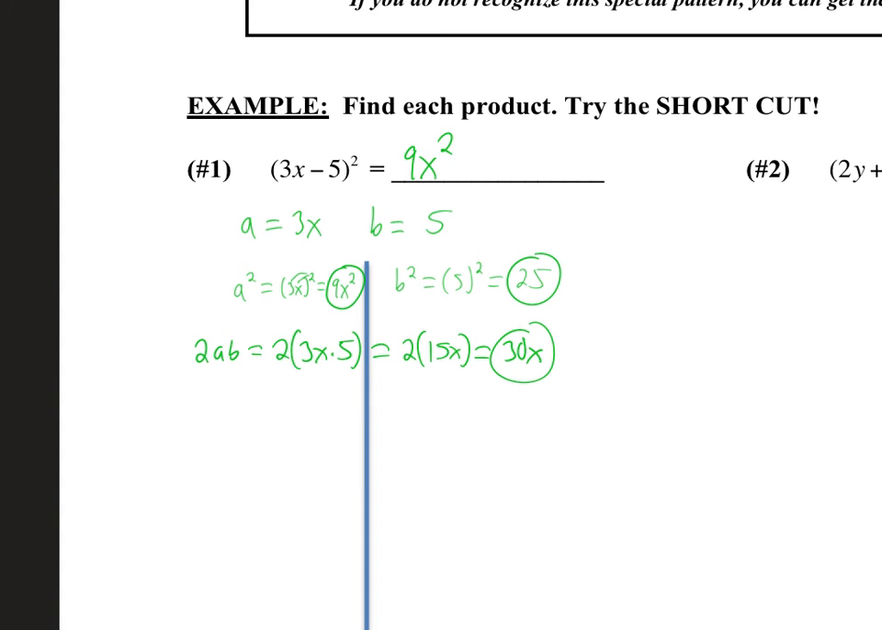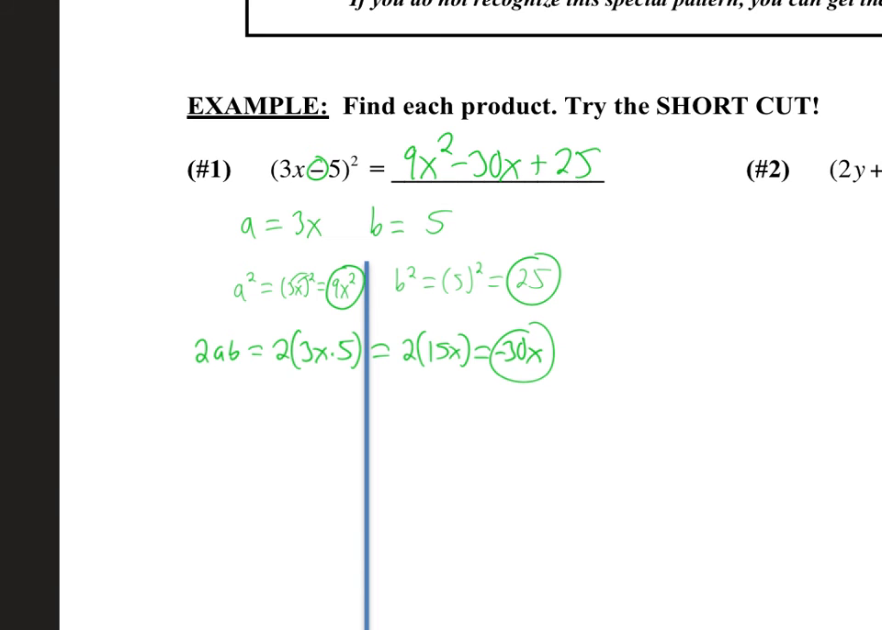And actually, I goofed something up here. It's negative 5. B is, let's see here. Yeah, it's going to be negative 30x because there's a minus sign right here, okay? So it's 9x squared minus 30x, and then it's plus 25. And there's your final answer.